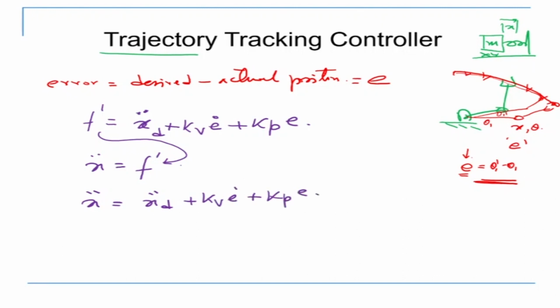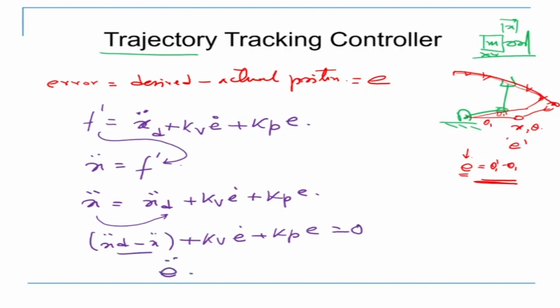And from here, what do we get? I take this fellow to this side, so it becomes x double dot d minus x double dot plus kv into e dot plus kp into e is equal to 0. So this becomes e double dot plus kv into e dot plus kp into e is equal to 0. Okay. Now this equation is written in the error space. So this e is the error space now. So this is my control system for a trajectory tracking controller, which is written in error space.